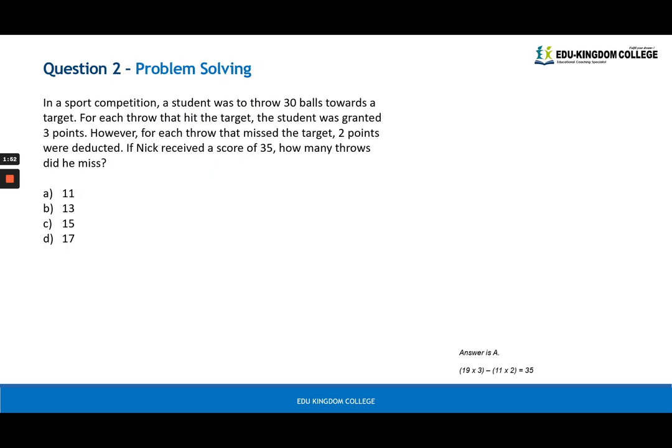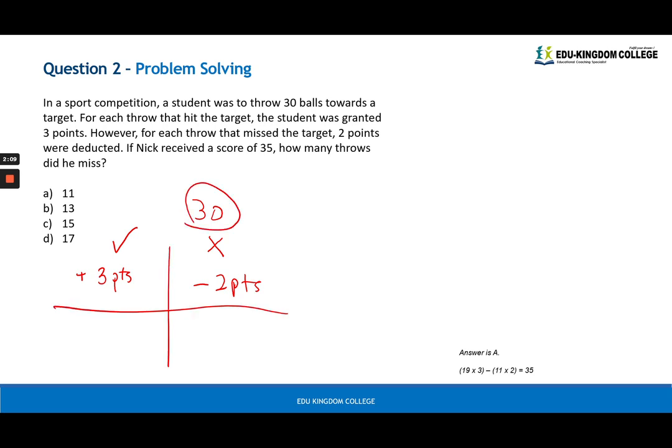Number 2, so we have 30 balls. We want to hit a target. For every hit, we get 3 points. For every miss, we have to minus 2 points. We know 30 altogether. Nick receives a total of 35 points. How many throws did he miss? Okay, that is the question. How many throws did he miss?